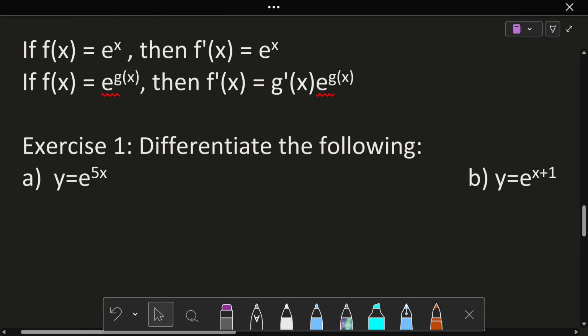So if f of x equals e to the power of g of x, then f prime of x equals g prime of x times e to the g of x. It doesn't matter which way we write these. It's just a little bit mathematically nicer when we put constants in front of our function. But if you think of the chain rule, we take the derivative of our e to the x.